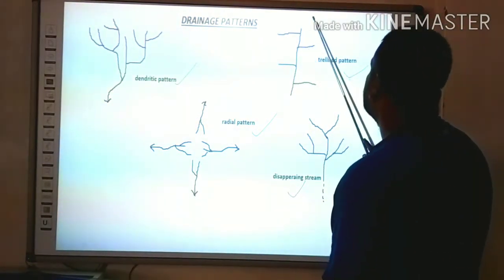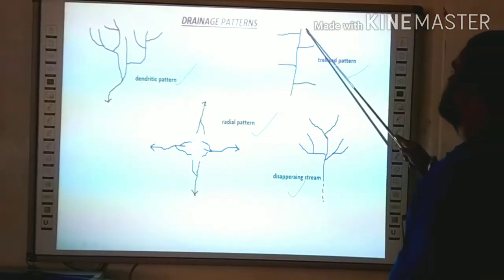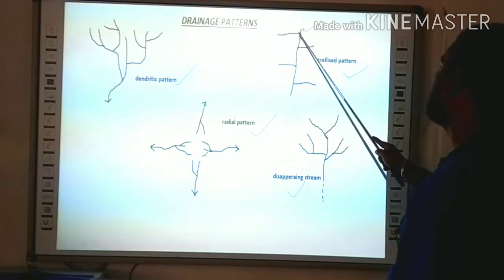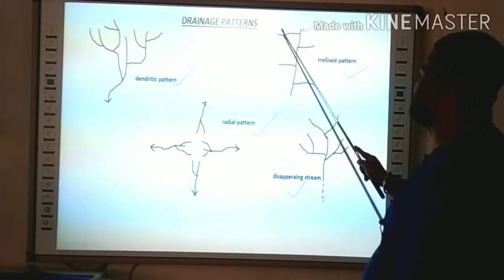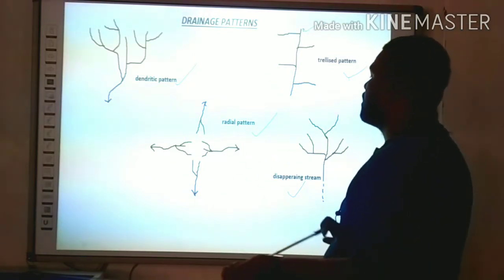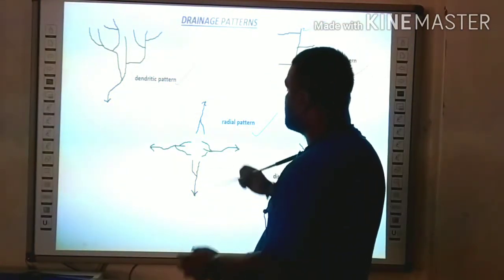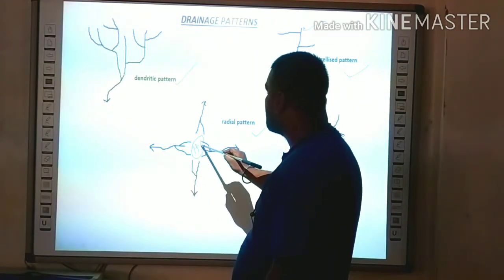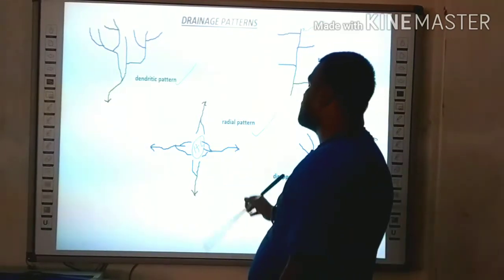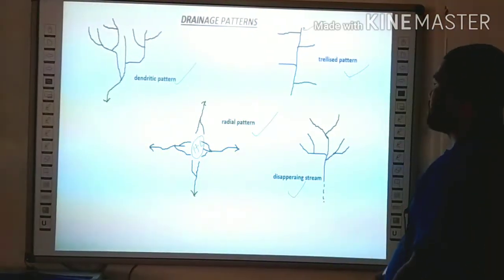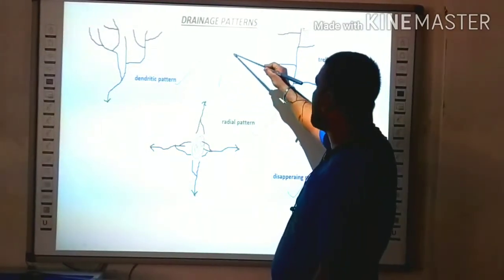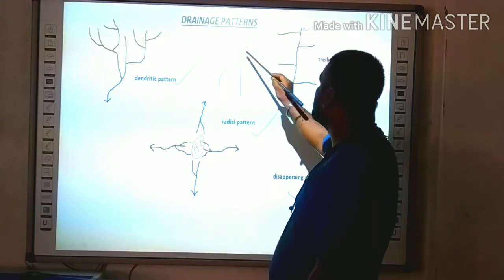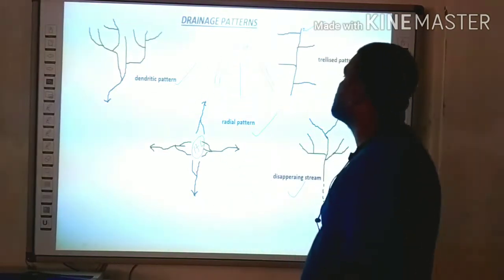Now trellised pattern. In this case this line is the main river channel, where the tributaries are joining the main channel at right angles. In radial pattern, in between there is a highland. HL means highland. From this highland, the streams come down in different directions. Such drainage patterns are called radial pattern.